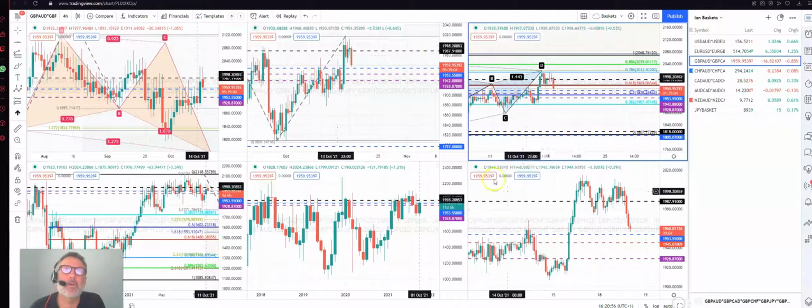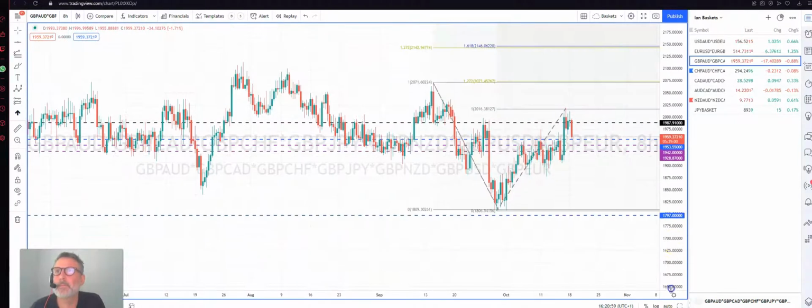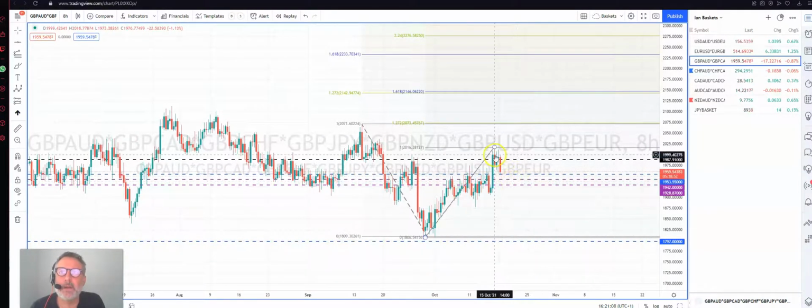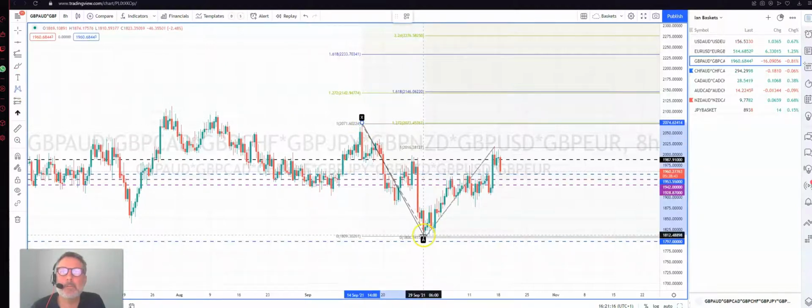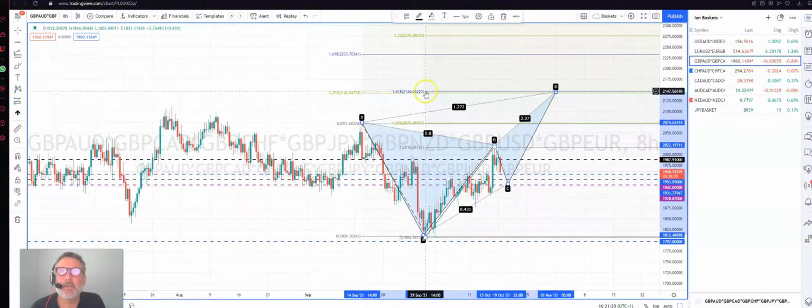And if we go on to this chart, this is the 8-hour chart. So we're just pulling back from that level, remember the Gartley formation, into this support. Now, these legs here are the hardest legs to predict, and I'm going to draw the pattern on first so that we know what we're talking about. So that makes a butterfly formation.